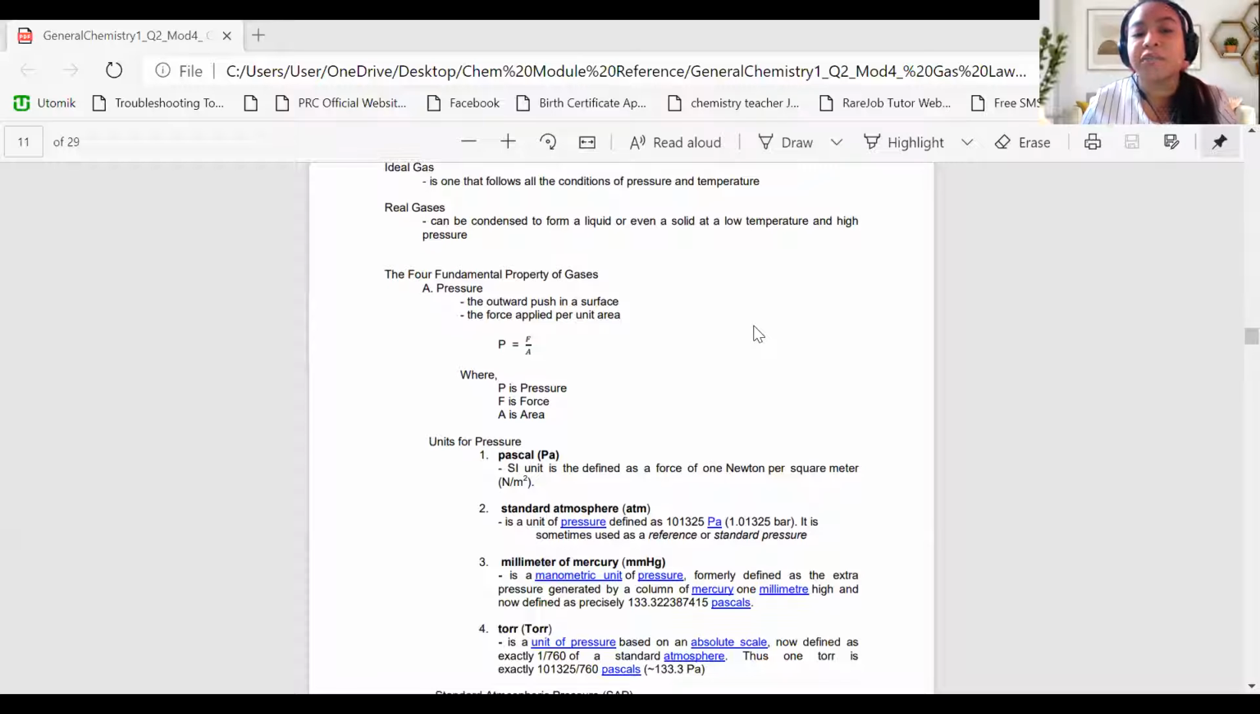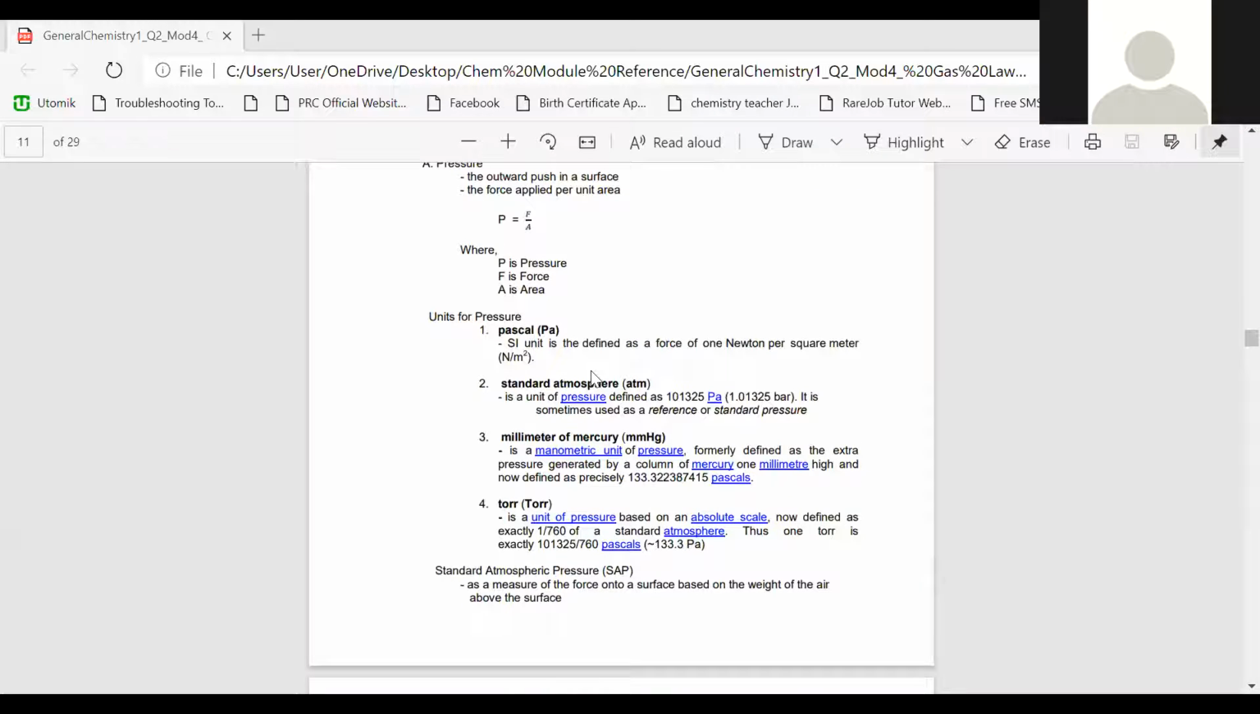So what are these four fundamental properties of gases? The first property is what we call pressure. It is the outward push on a surface, or the force applied per unit area. So we determine the pressure by calculating force divided by area. We have different units for pressure.